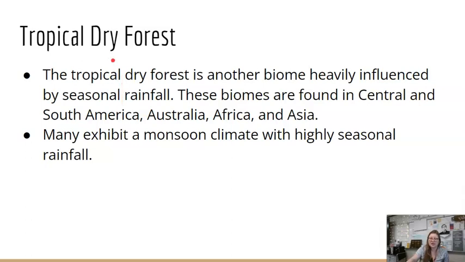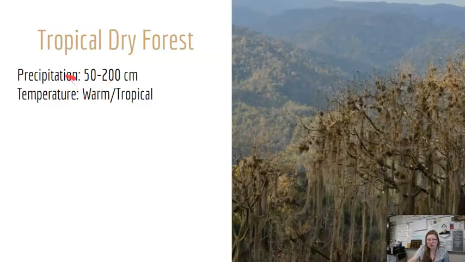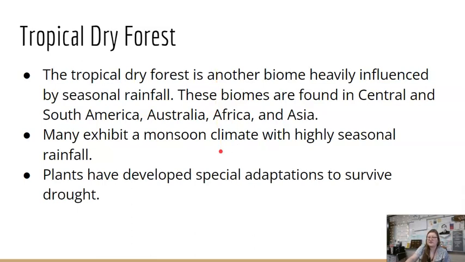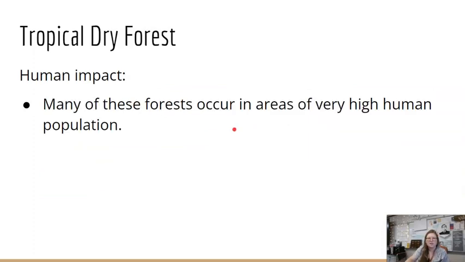So it's a dry forest, but obviously it's not getting no rain. It's getting quite a bit. It just gets it all in one dumping season of rain. And then plants have developed special adaptations to survive drought and typically also the flooding that would come with that much rain.